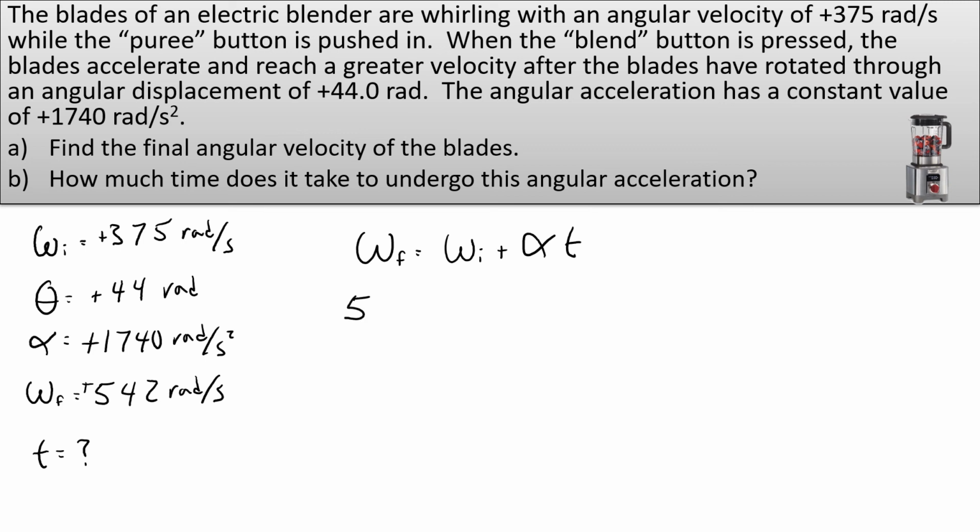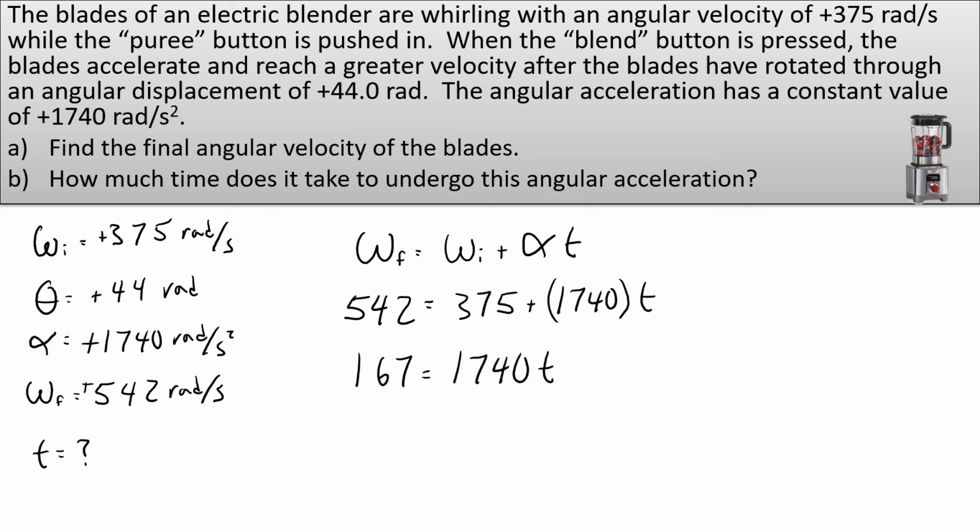We do have the disadvantage of having a rounded answer here, but that's fine. It's still going to be a good answer. So this is 1,740 times t. So you do the subtraction, and then you divide, and you get a very short amount of time, 0.0... Oh, my bad. I'll just write it in scientific notation. It's 9.597, so 9.60 times 10 to the negative 2 seconds.